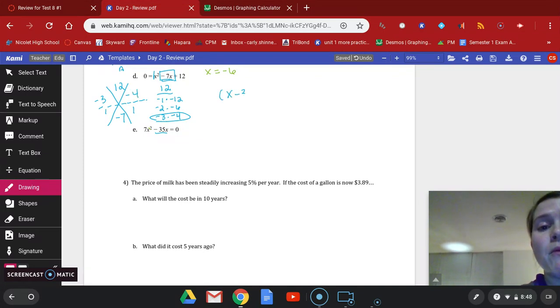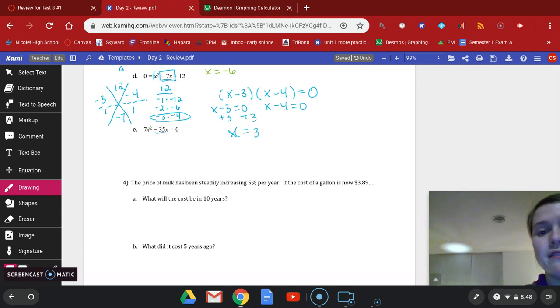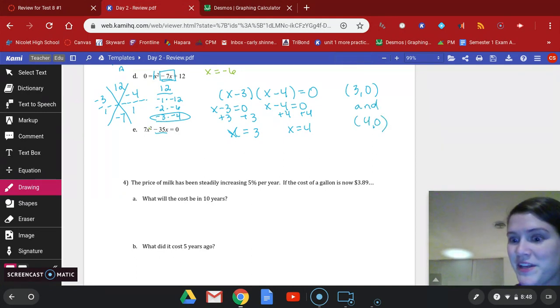-3 divided by 1 is -3. -4 divided by 1 is -4. So again, the zero product property tells me to set these both equal to 0. And I notice I get x equals 3, and then I get x equals 4, for x-intercepts of (3, 0) and (4, 0). All right. Notice they're the opposites.